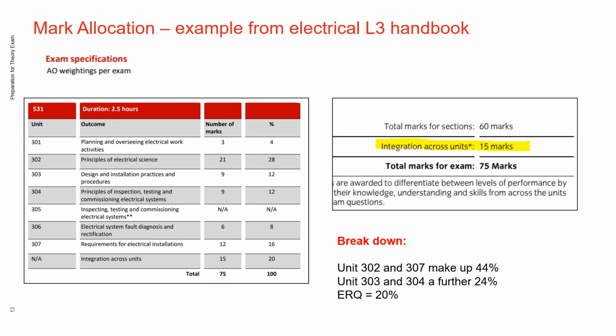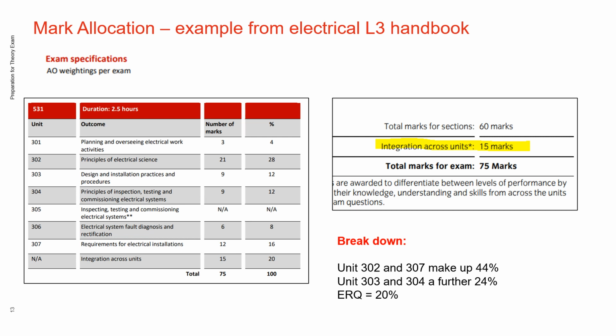If we look in more detail at the questions against units, we can identify key areas for revision and exam preparation. This example is from the 8202 Electrical Level 3. 44% of the marks come from 2 units, 302 and 307. A further 24% of the marks come from units 303 and 304. So 68% of the marks come from 4 units.